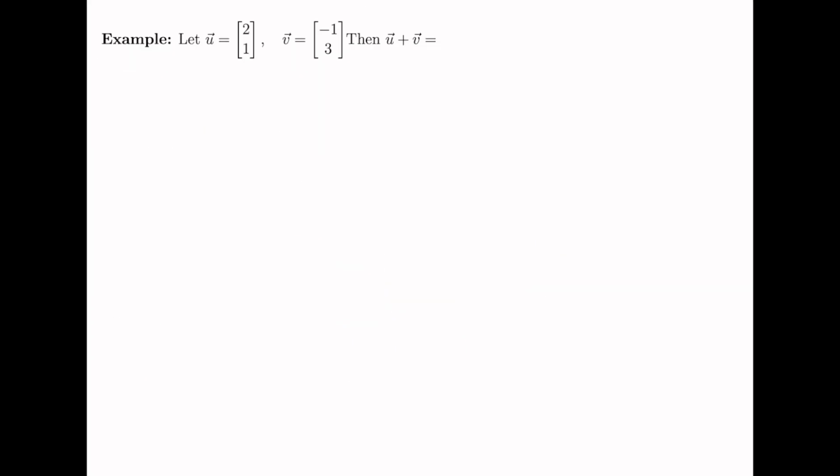Here's our first problem. Let u equal ⟨2, 1⟩ and v equal ⟨-1, 3⟩. Then, what is u plus v?